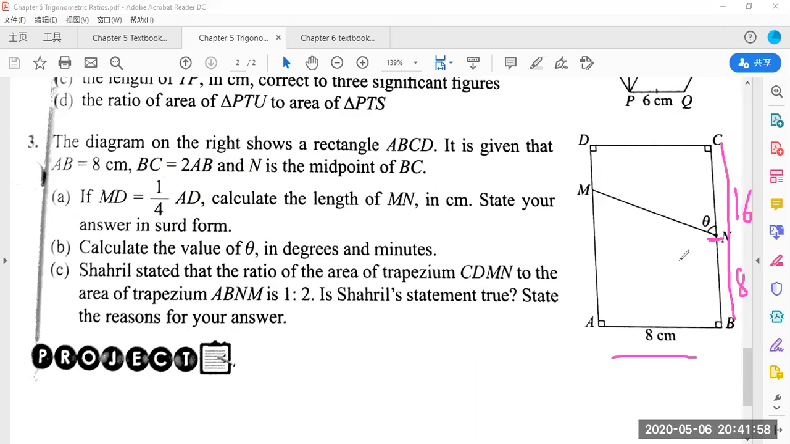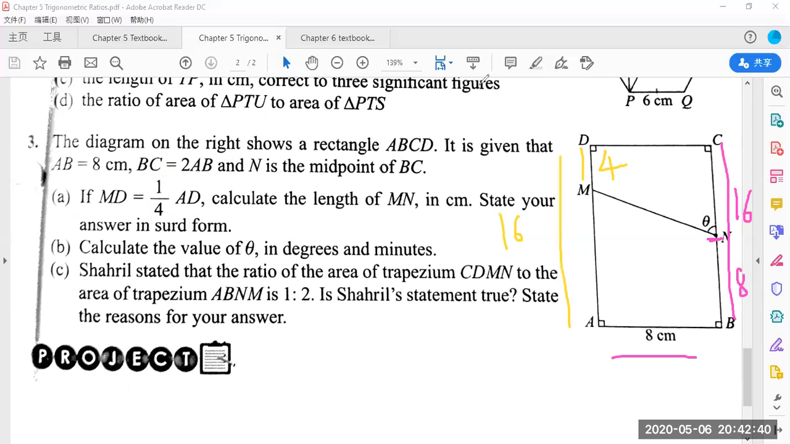MD is this one, MD equals 1 over 4 AD, a quarter of AD. So what's the meaning? The AD is actually the same as the BC, because it's a rectangle, right? So here is 16 cm. So a quarter, we multiply 1 over 4, and here you get 4. 4, 4, 16, right?